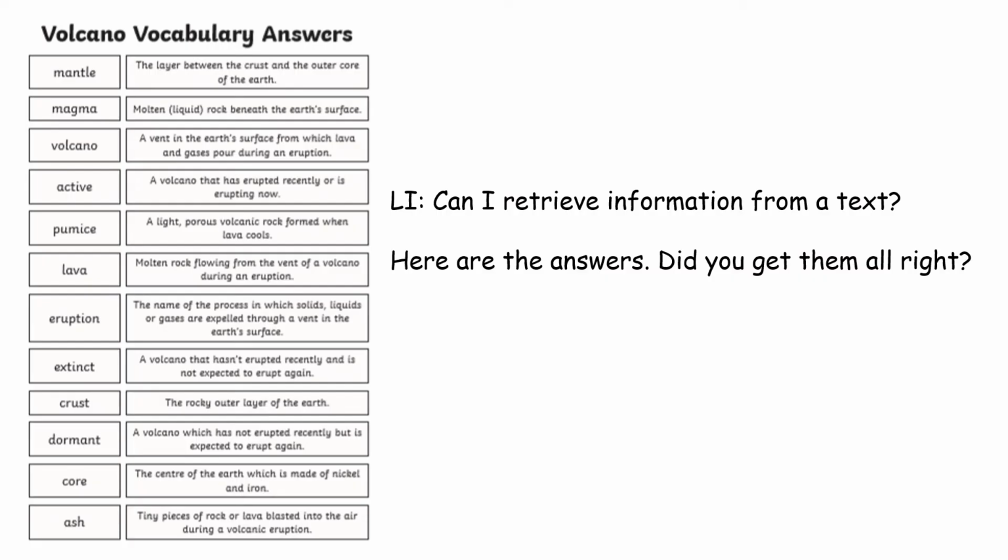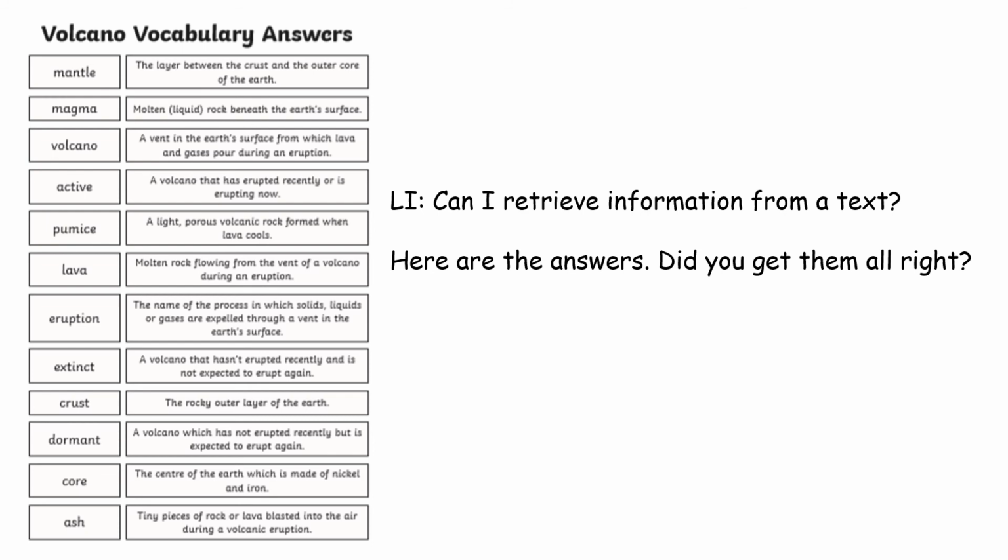Okay, here we go. Here are the answers. How did you get on? Did you retrieve the right information as you went? So we've got the mantle, which is the layer between the crust and the outer core. Magma is the molten liquid rock beneath the Earth's surface. A volcano is a vent in the Earth's surface from which lava and gases pour. That is the volcano, the vent from the Earth.